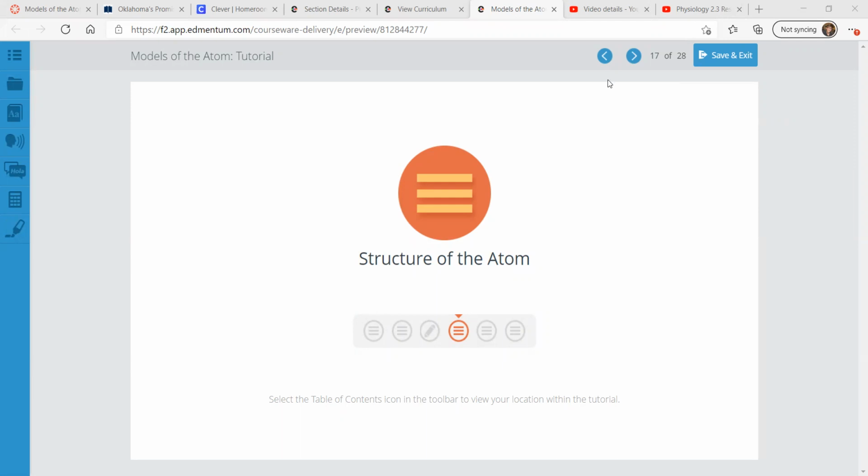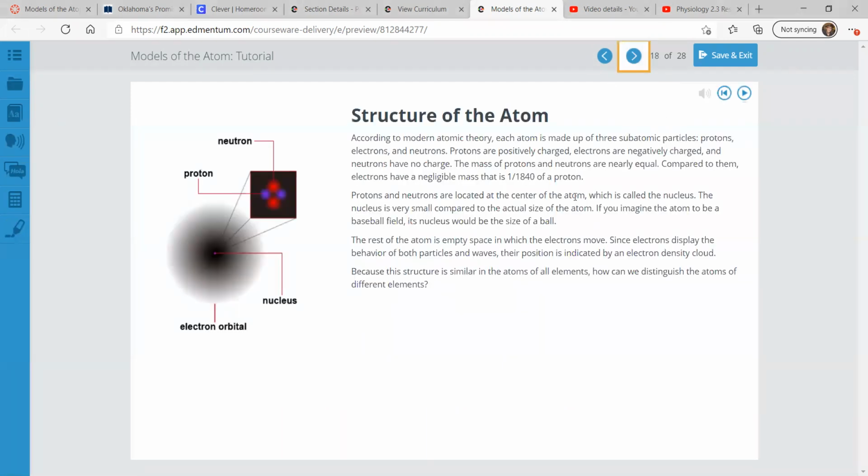And we left off right before this structure of the atom section. So let's get into the actual structure of atoms. According to modern atomic theory, each atom is made up of three subatomic particles. Subatomic means smaller than the atom, within the atom. We have protons, electrons, and neutrons.